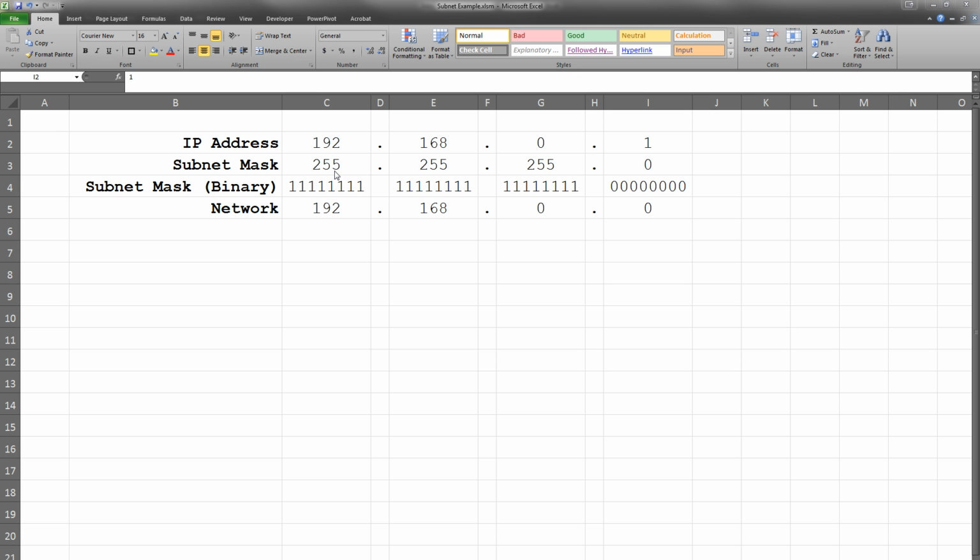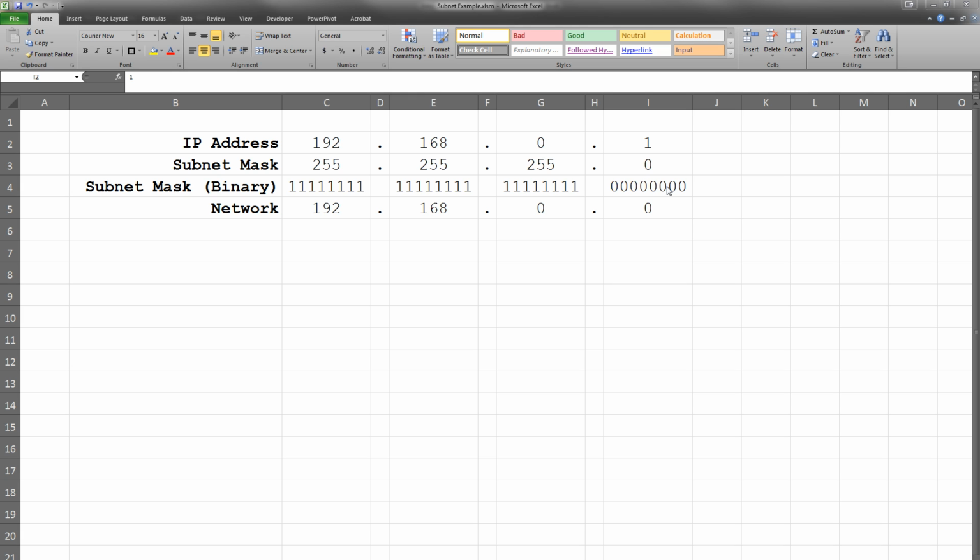And let's say that we're using the 255.255.255.0 subnet mask, which is also one of the most common assigned to wireless routers. So in this case, our subnet mask in binary looks like this. We have 4 octets, 3 of which are all ones. 255 corresponds to all ones in binary. And 0 obviously corresponds to all zeros in binary.